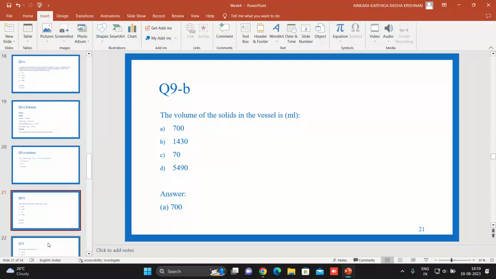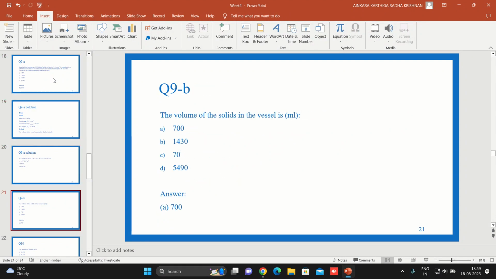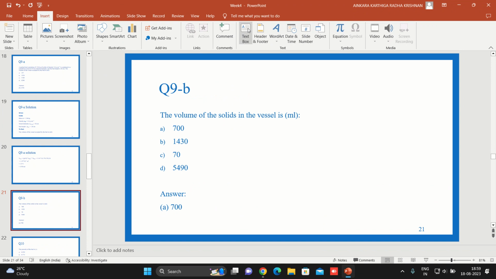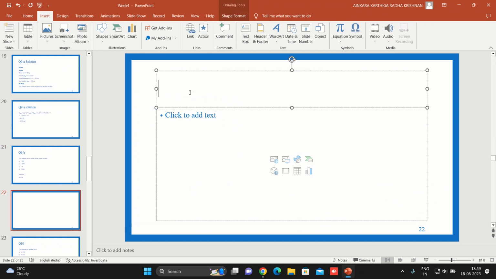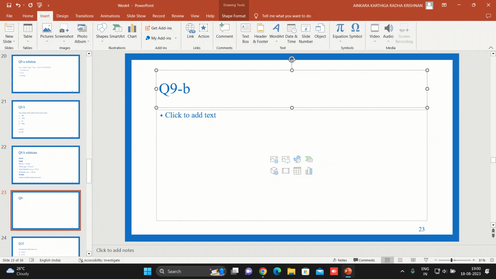This is a continuation of the previous question, in that it is asked the volume of the solids in the vessel. Previously the question was the volume of the vessel occupied by the bed. So we used the height of the particles in the bed and calculated directly the volume of the bed. Now it is asked the volume of solids in the vessel in ml. So we'll go to how to do question 9b solutions.